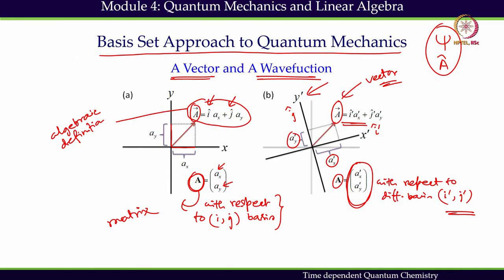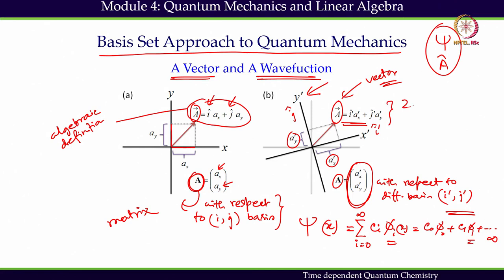So a wave function, we have seen that in quantum mechanics, can be represented by a linear combination of certain functions. This is called basis function, i equals 0 to infinity, and I get c0 phi 0 plus c1 phi 1 plus like this, just like the representation here with respect to phi basis. What is the difference between these two? Here we have two dimensional, but here we have infinite dimensional, because I have an infinite number of basis set. So that's the only difference. It's a dimensionality difference, but it's the same idea.